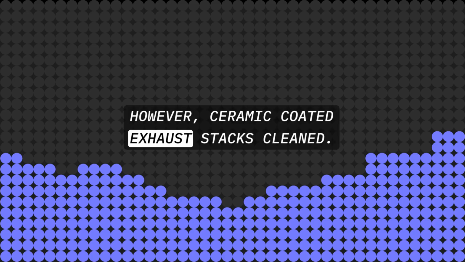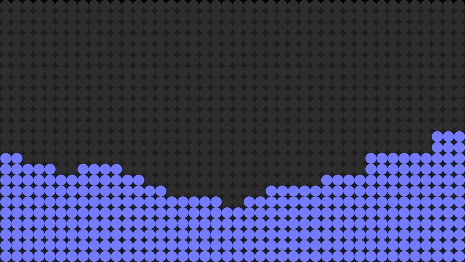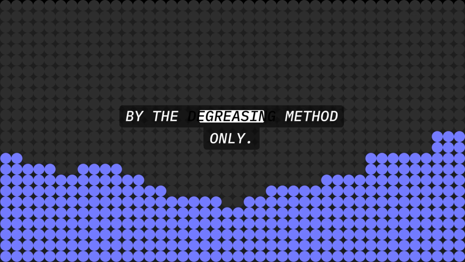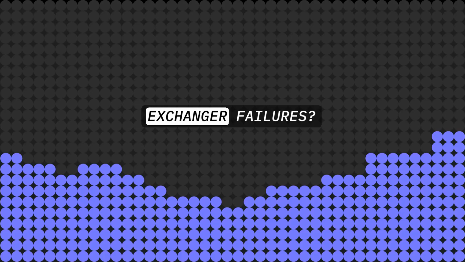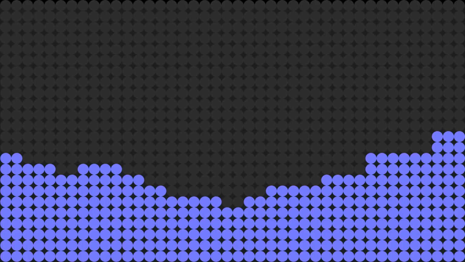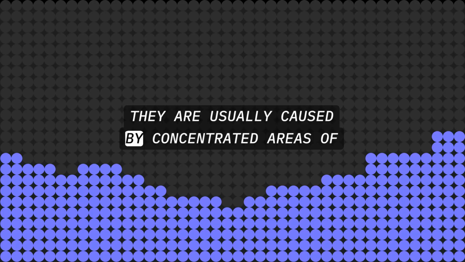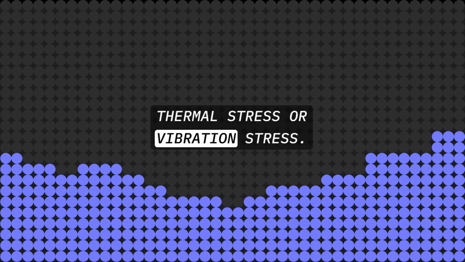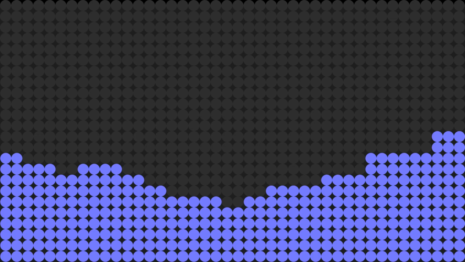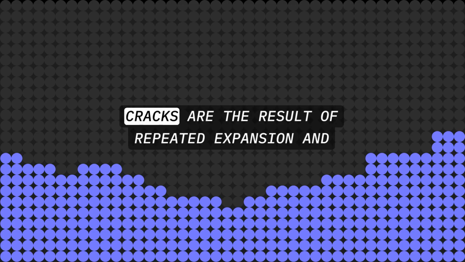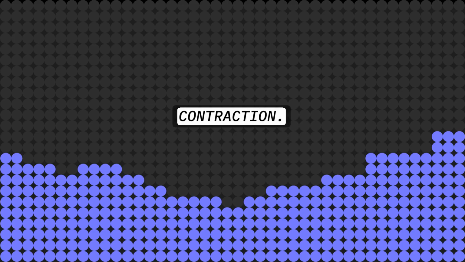How are ceramic-coated exhaust stacks cleaned? By the degreasing method only. What is the usual cause of muffler and heat exchanger failures? They are usually caused by concentrated areas of thermal stress or vibration stress. What is the most common form of damage in exhaust systems? Cracks are the result of repeated expansion and contraction.